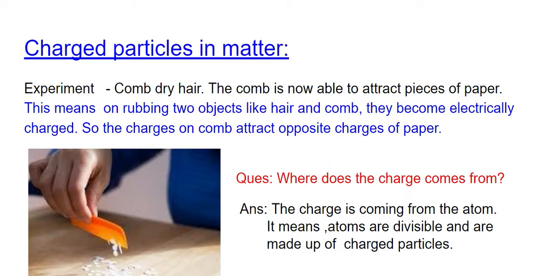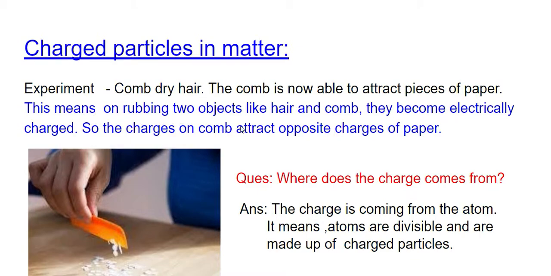Let us start with the notion of charged particles in matter. For this, we have to go for an experiment. Simply comb dry hair. The comb is now able to attract pieces of paper. What is the meaning of it? The comb has some charge. That is why the other charge is being attracted.